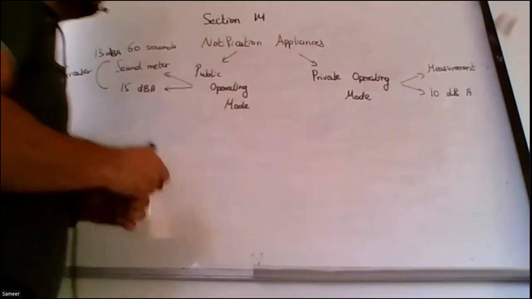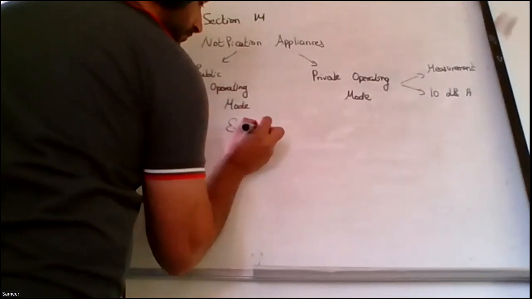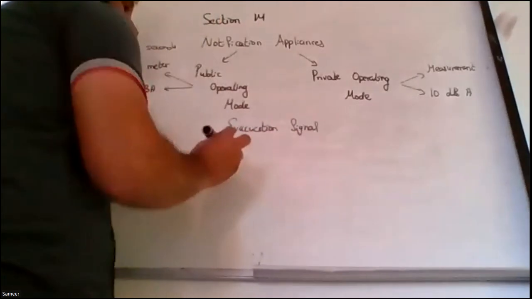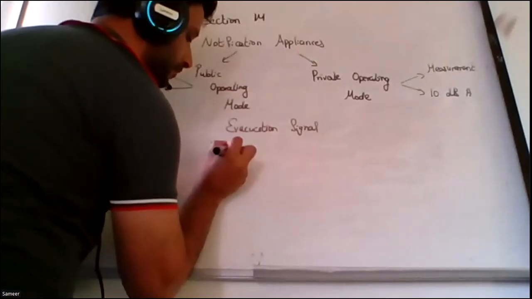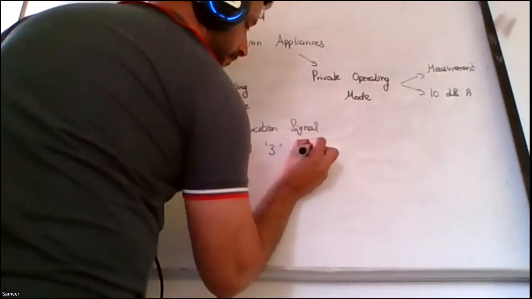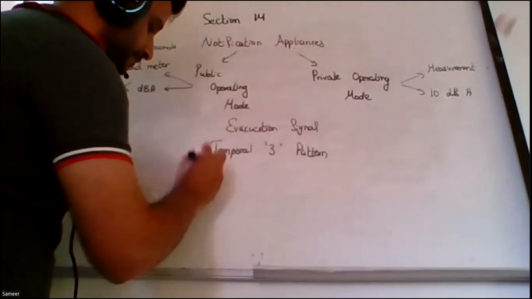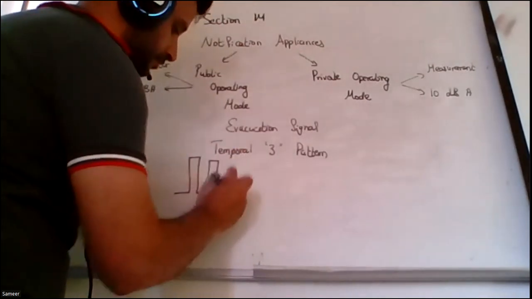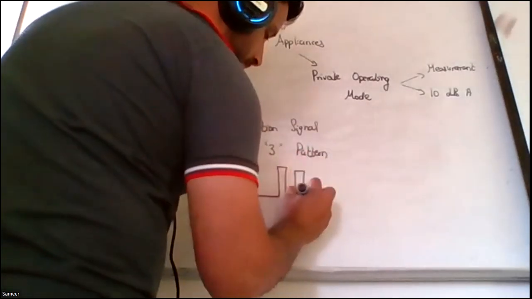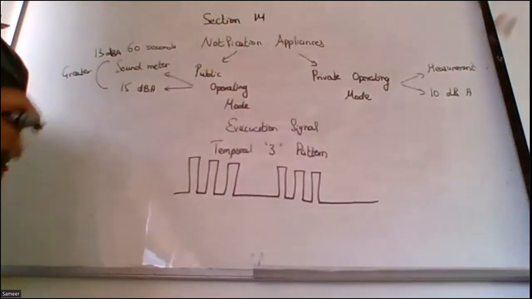So the evacuation signal is always a temporal 3 pattern. What is a temporal 3 pattern? 3 cycles of on and off, and then silence, and then 3 cycles of on and off. This is the evacuation signal.